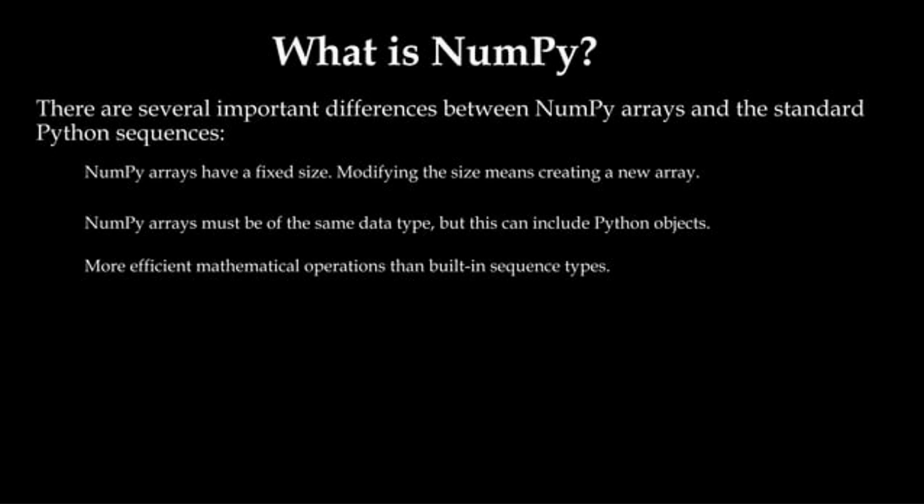NumPy arrays must be of the same data type, like integer, float or string data type. They also support more efficient mathematical operations than built-in sequence types. These are the main differences: a fixed size, the same data type, and more efficient mathematical operations than built-in sequence types.